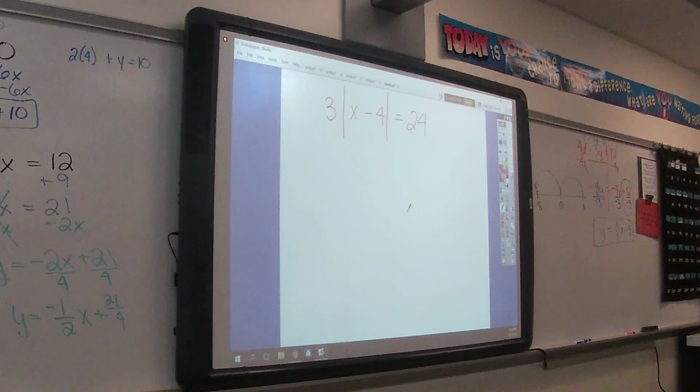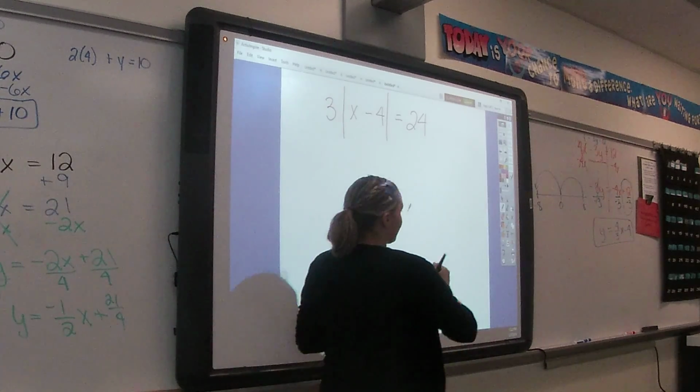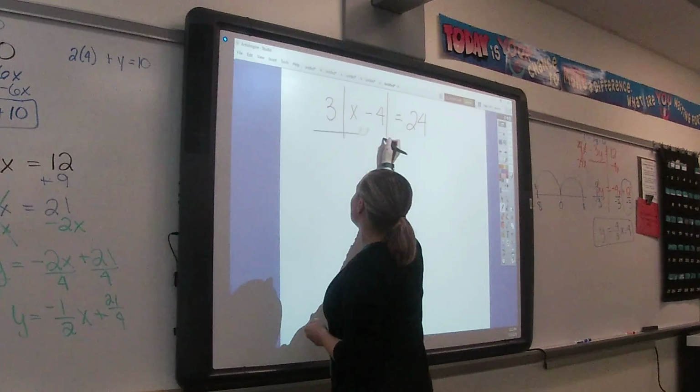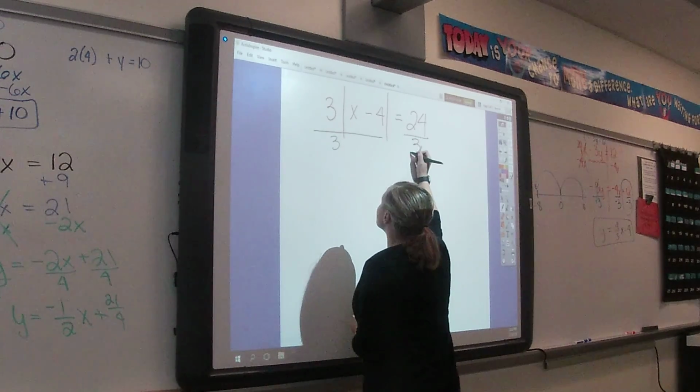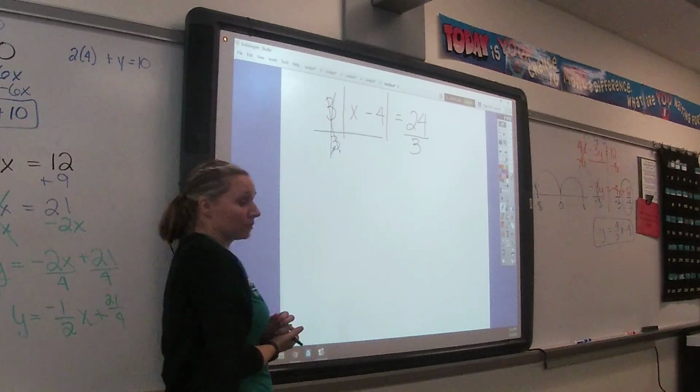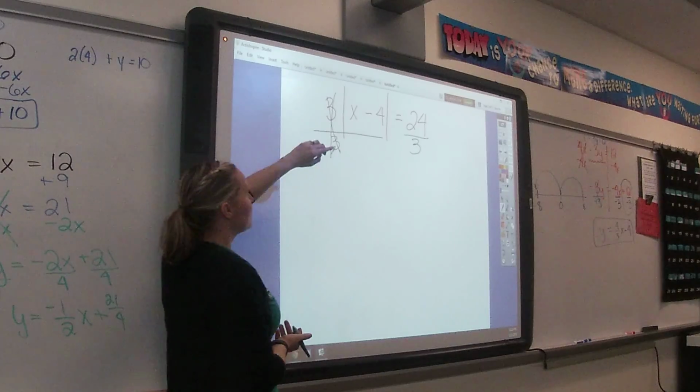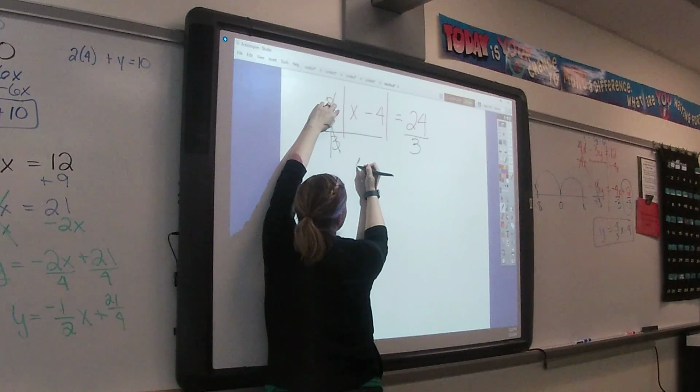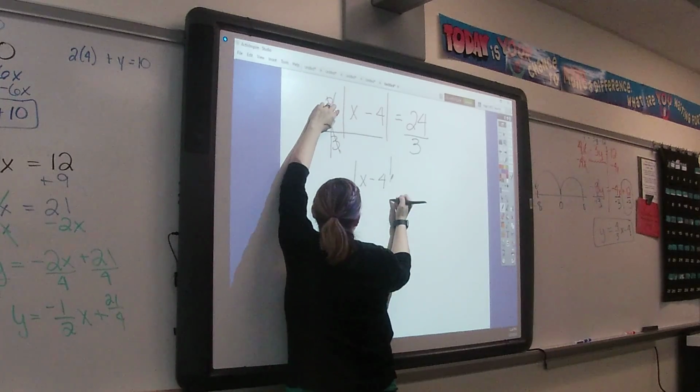Multiplication. Now, here is where I said this before, you cannot distribute that 3. Absolute values are not parentheses. That 3 does not go inside there. So how do we undo multiplication? Division. So I'm going to divide each side by 3. What am I left with over here? Absolute value of x minus 4.